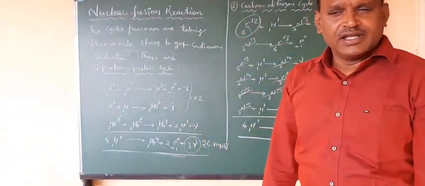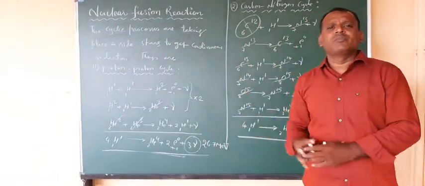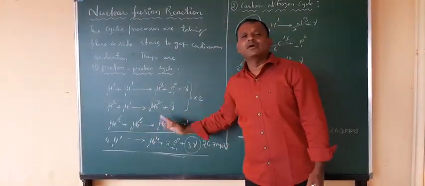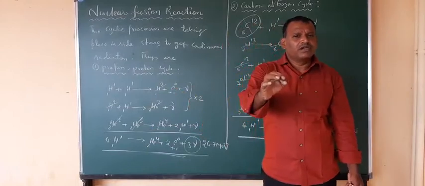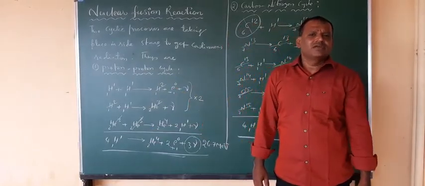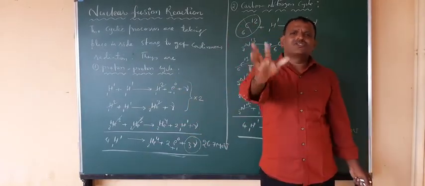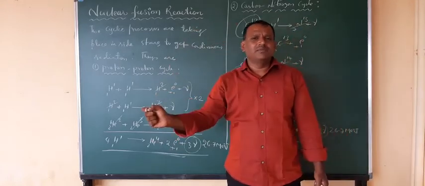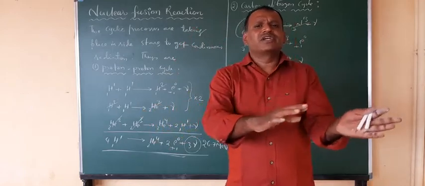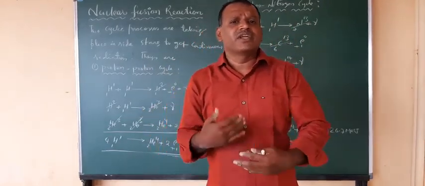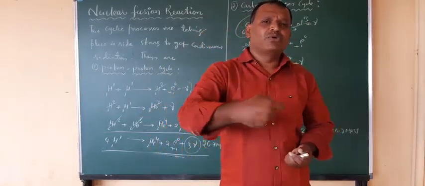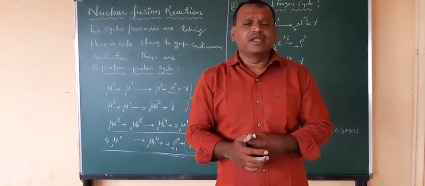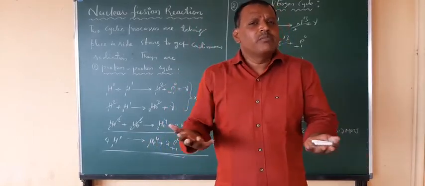Clear? So in this, just remember: hydrogen is converted to helium. Hydrogen is converted to helium. We see this in all stars. These reactions take place where hydrogen is converted to helium, until the total hydrogen is exhausted. Up to that extent the reactions can continue, and the stars emit radiation and look bright.